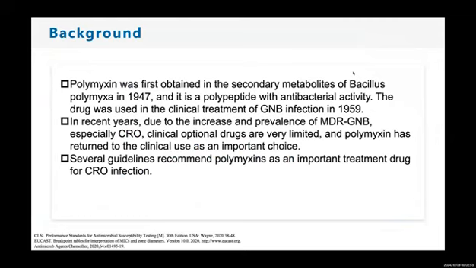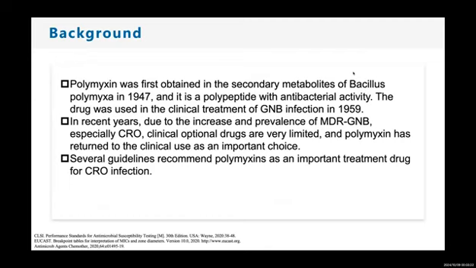Polymyxin was first obtained in the secondary metabolism of Bacillus polymyxa in 1947, and it is a polypeptide with antimicrobial activity. The drug was used in the clinical treatment of gram-negative bacillary infection in 1959. In recent years, due to the increase and prevalence of MDR gram-negative bacilli, especially carbapenem-resistant organisms, clinical optimal drugs are very limited, and polymyxin has returned to clinical use as an important choice.